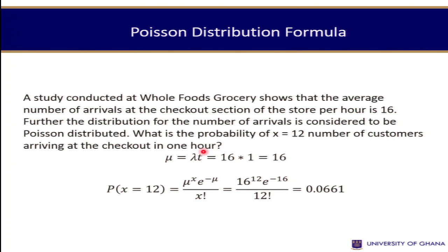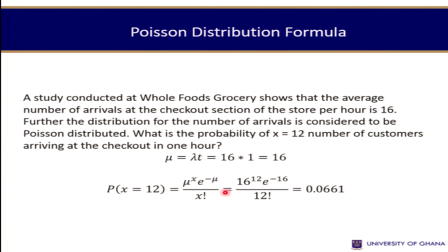That means that we are looking for the probability that X is equal to 12, because the question demands that we look for this probability. And our mean, or our lambda t, is 16 customers arriving in 1 hour. That means that our lambda t is 16. So we just fix everything into the equation.